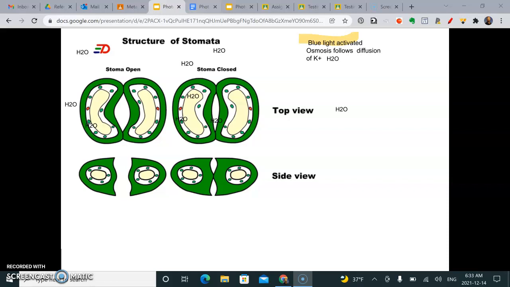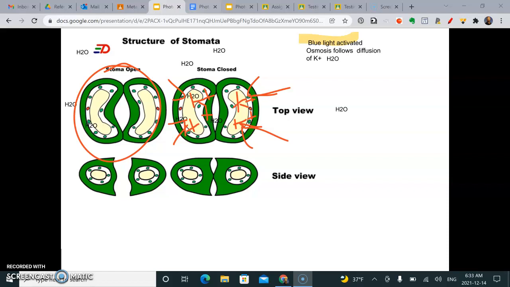Okay, so blue light helps to activate the movement of potassium ions into the guard cells. Okay, so that's an active transport of potassium ions into the guard cells. Because that ion accumulation in those guard cells happens, the osmotic balance is all thrown off. And so to hit equilibrium, water then has to come in. Okay, that causes them to swell, and then they will open. So that's basically how it opens the stomata in the morning.